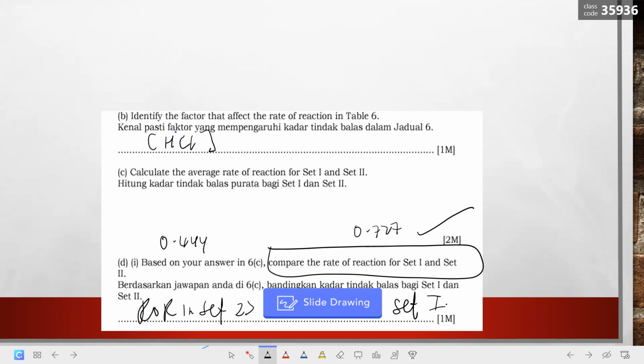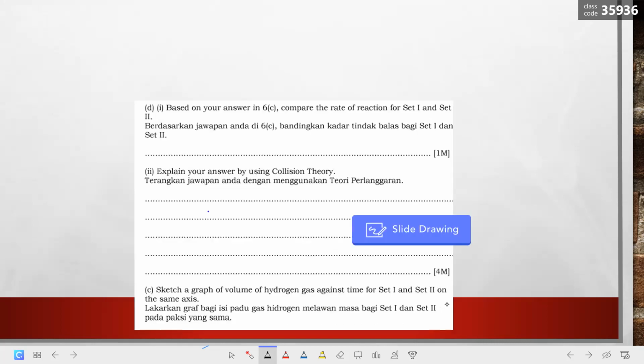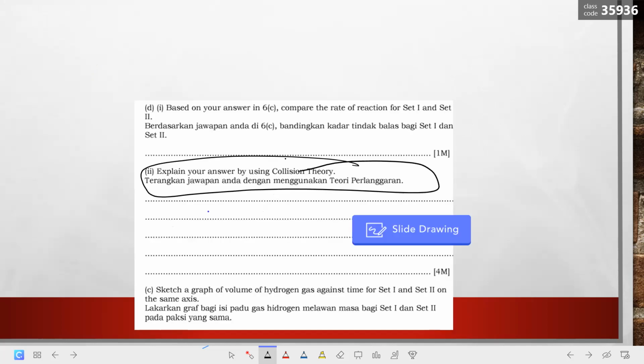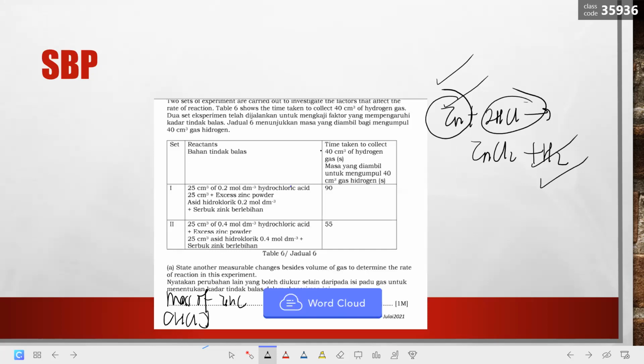Okay, I am just going to check with you all. Why? Explain your reason why you say set 2 is higher than set 1. What is your reasoning according to collision theory? So Durga said the factor here is concentration. What are my five sentences for collision theory? It should be at your fingertips already now.